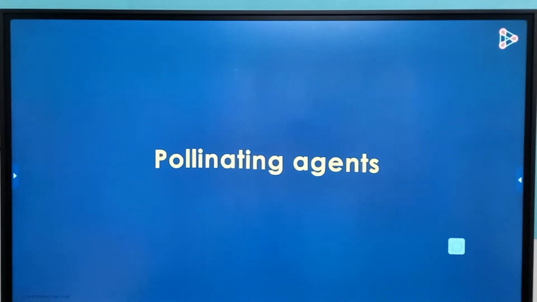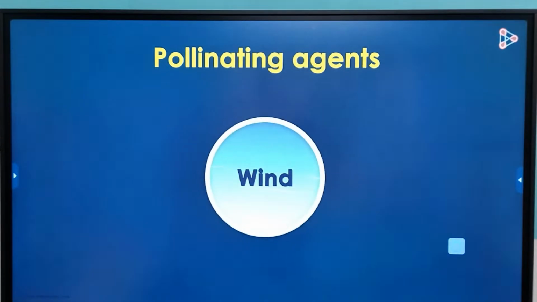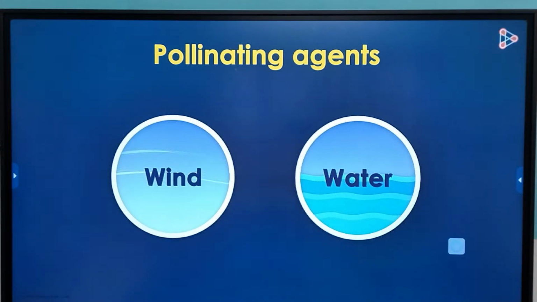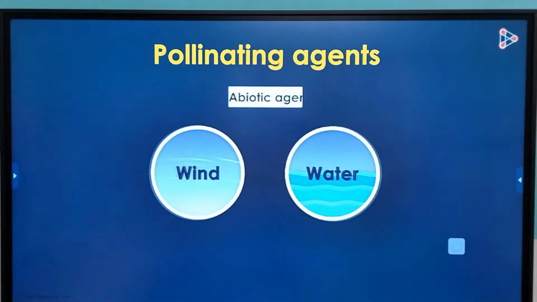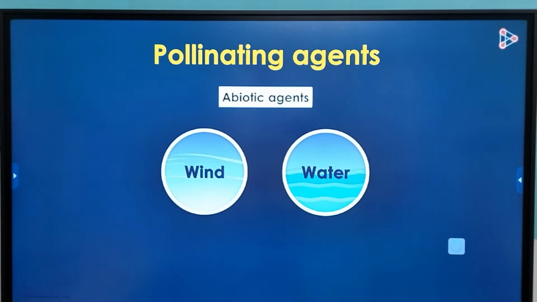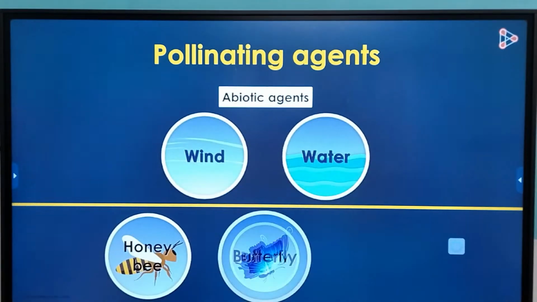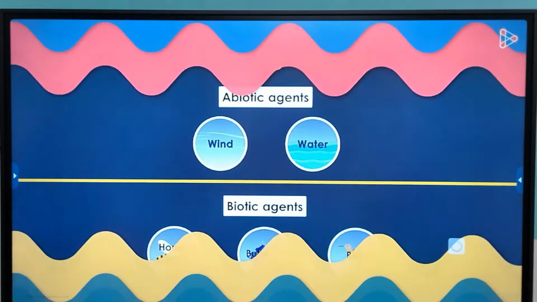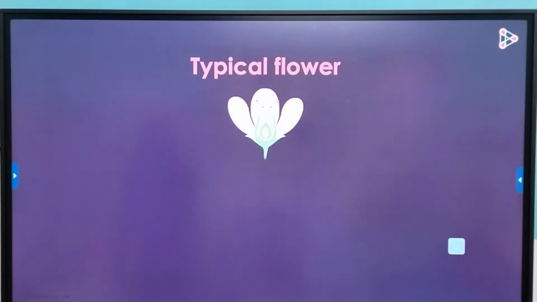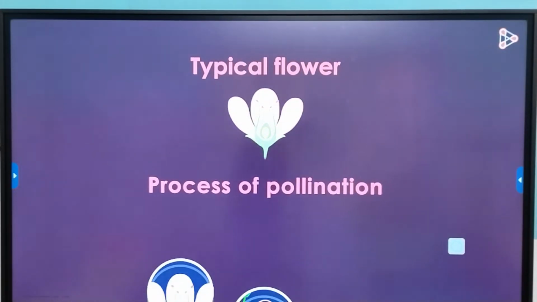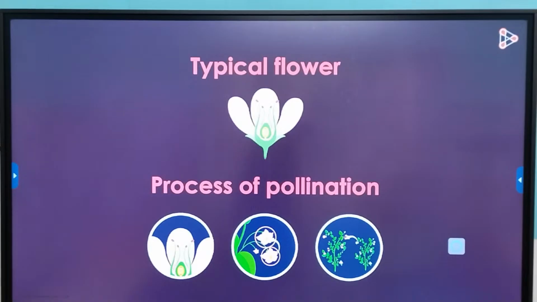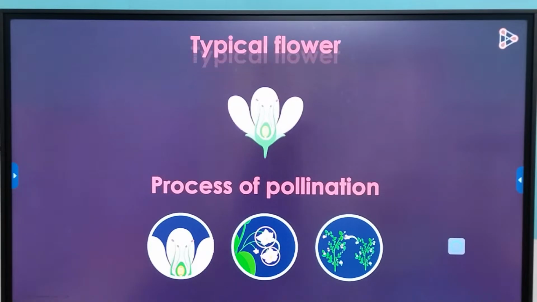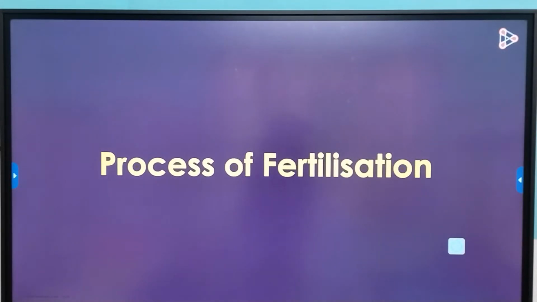These are called as pollinating agents. Non-living factors like wind or water carry out pollination in many cases. These are called as the abiotic agents of pollination. Similarly, living organisms like honeybees, butterflies, birds, or others that feed on flower nectar are also responsible for pollination. Such agents are included in the category of biotic agents of pollination. Now that we've learned about the typical structure of a flower as well as the process of pollination, let's find out what happens after pollination is successfully carried out. Next, let's look at the process of fertilization in detail.